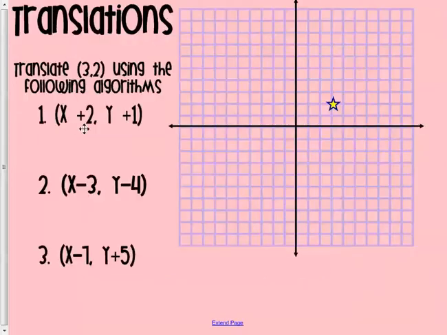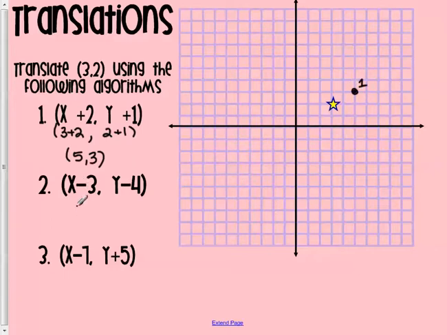For example, they give me the following algorithms here, and they want us to translate this point where we see my star using the following algorithms. So we can plug in 3 for x and 2 for y, and when we do so, we get 5, 3. So our first point is going to be at 5, so it's moving 1, 2 to the right and up 1. So our first one would be right here.